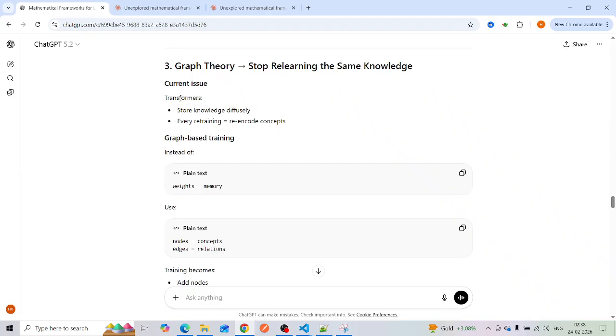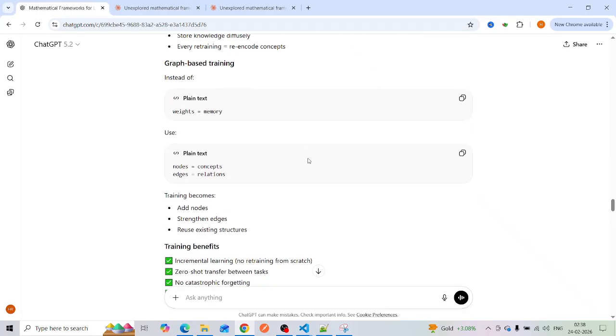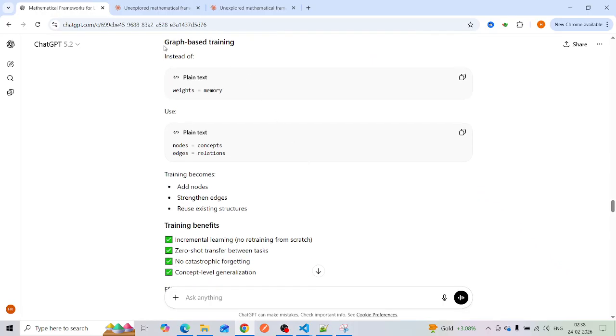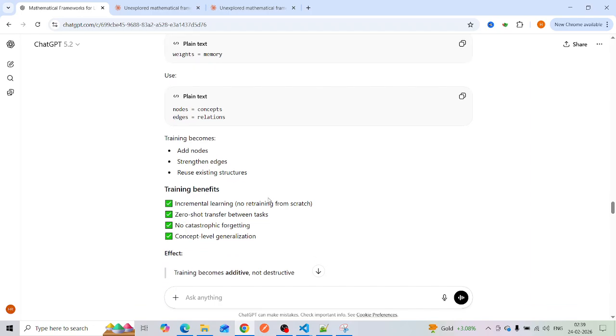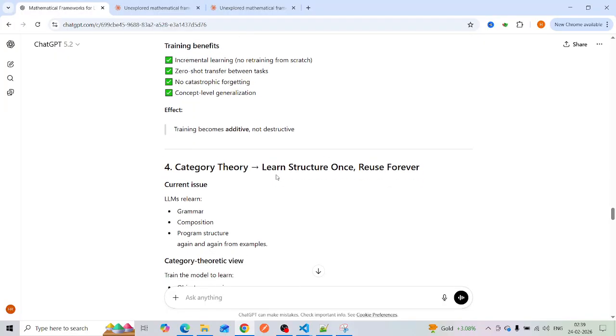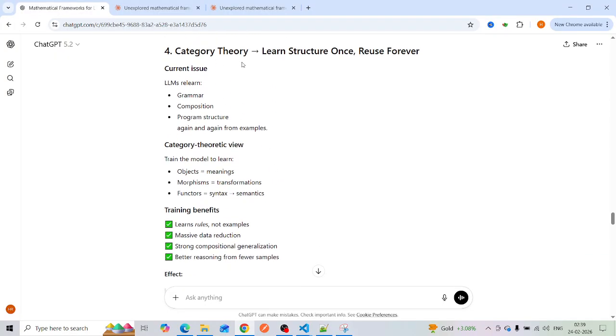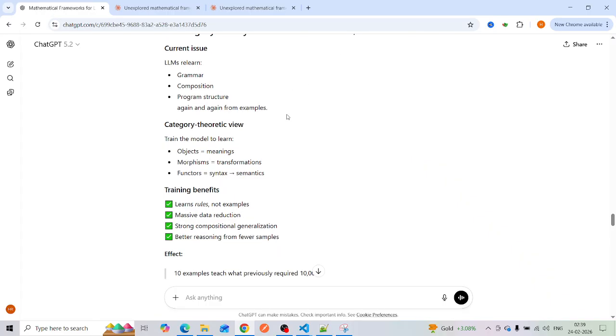Then we have graph theory, stop relearning the same knowledge. The current issue is that transformers store knowledge diffusely. Every retraining equals re-encoding concepts. With graph based learning, instead of weights equal to memory, use nodes equal to concepts and edges equal to relations. Training becomes: add nodes, strengthen edges, reuse existing structures. Fantastic.